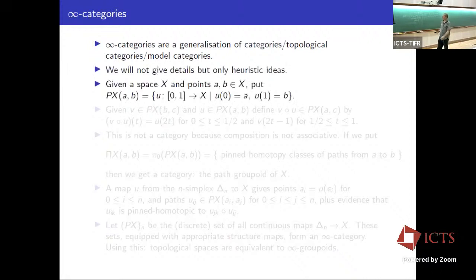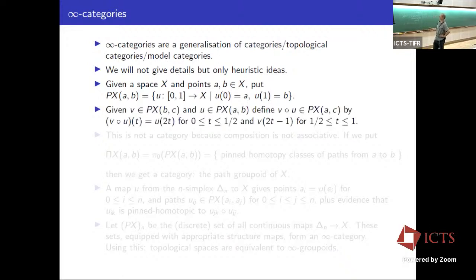So a basic example: let's think of a space X, and we're going to try and produce a category from it. Our first attempt, we're going to look at this P_X(A,B), the space of paths from A to B. That's the set of continuous maps from the unit interval to X which sends 0 to A and 1 to B. And then we have a composition rule, the usual sort of thing.